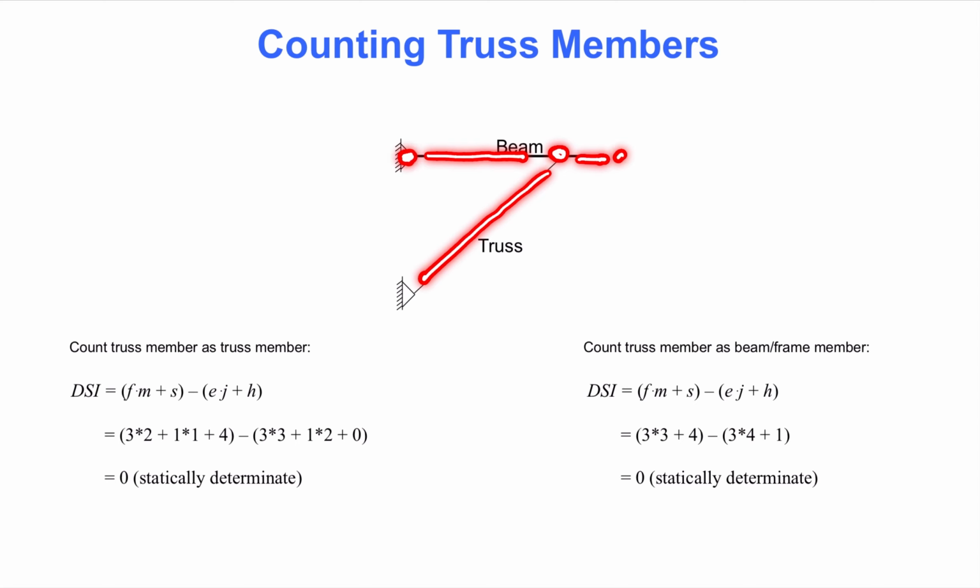There are 4 unknown reaction forces, 2 at each support. Here are 3 joints where a beam member enters. Each of those has 3 equilibrium equations. Here is 1 joint where only a truss member enters. That joint has 2 equilibrium equations. There are no hinges or other releases here, so the degree of static indeterminacy is 0.